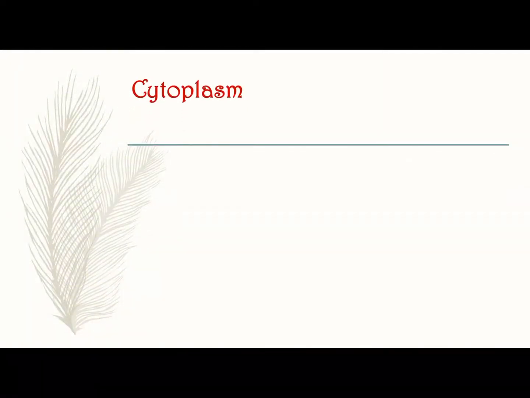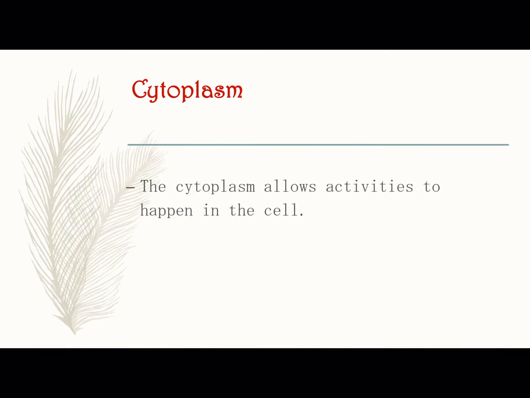So let's take a look at the cytoplasm. The cytoplasm allows activities to happen in the cell. And it's covered by the cell membrane. We're going to talk about the cell membrane in the next slide.